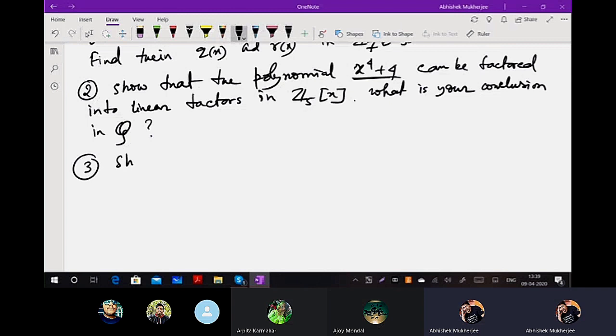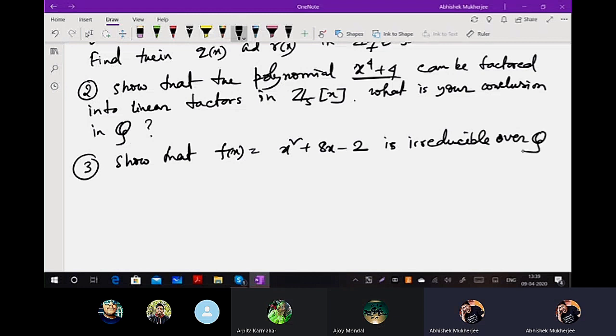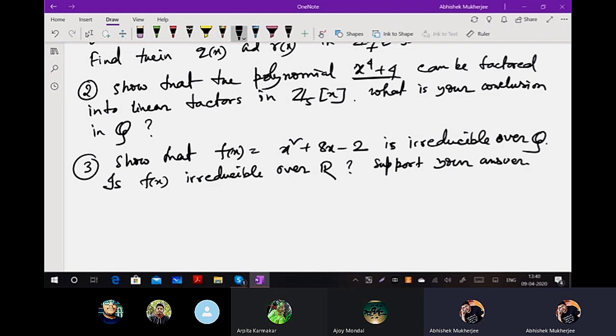Number 3 is to show that f(x) = x^2 + 8x - 2 is irreducible over Q. Now another question: is f(x) irreducible over R? Support your answer.